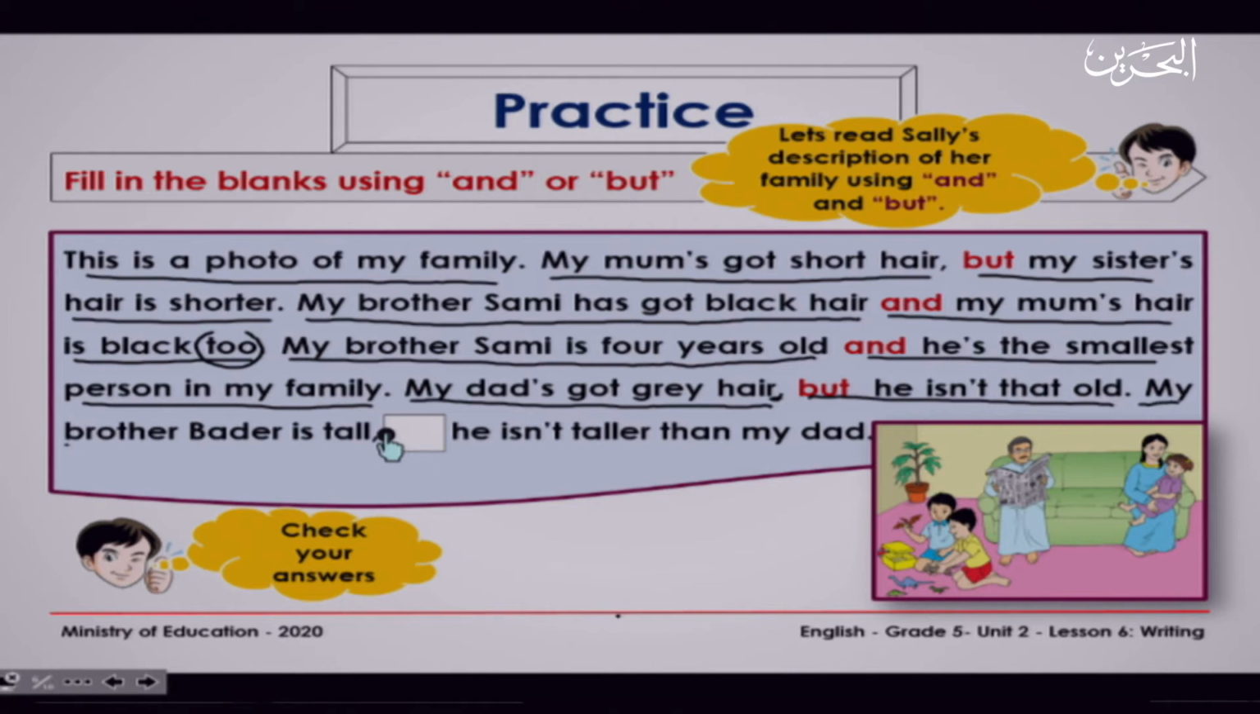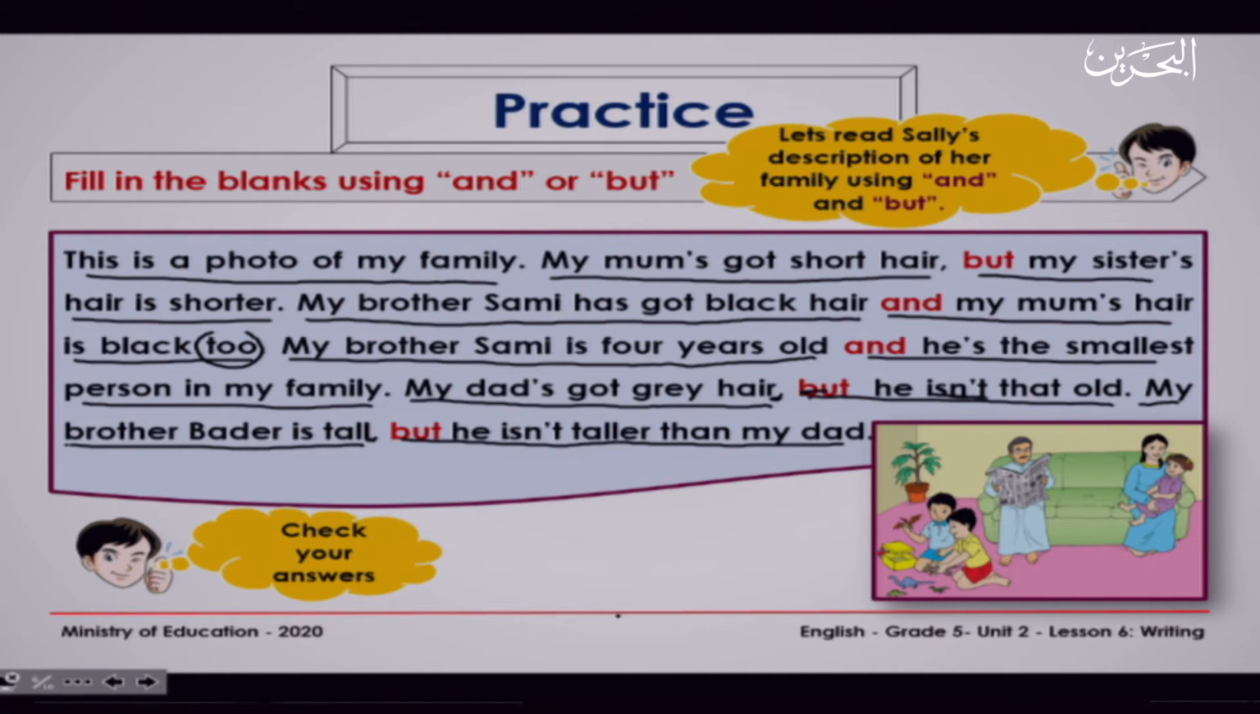My brother Bedr is tall. Again, look here, very small comma. But he isn't taller than my dad. Here we are comparing. Remember, when you use but, look here we have isn't. And here we have isn't taller.